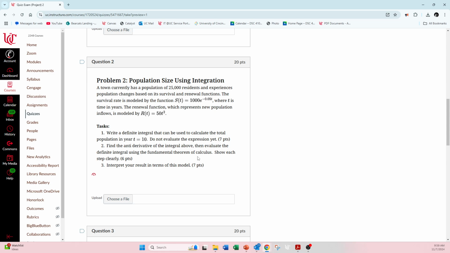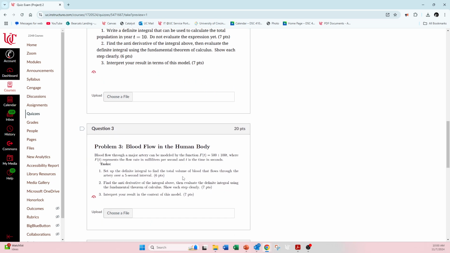The fundamental theorem of calculus is that rule that says you can find the antiderivative and then plug in the upper bound into the antiderivative minus the lower bound plugged into the antiderivative, and that will give you the value of the definite integral. And then, of course, you have to interpret your results.